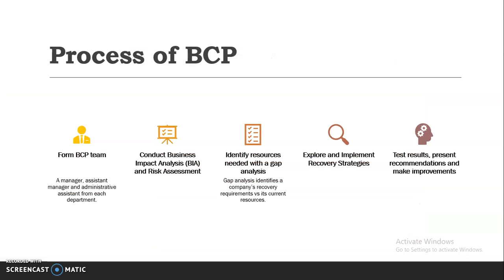Next is the process of BCP. First is to form the BCP team. The size of the team depends upon the size of the company or the organization plan to carry out the program. At minimum, the BCP team can contain a manager, a system manager, and an administrative person for each department. This individual will prepare standards for the project, train additional team members, and identify processes to make the project flow smoother.